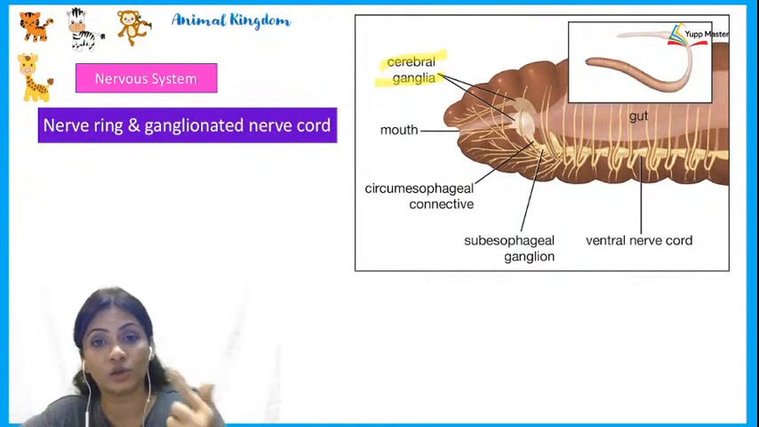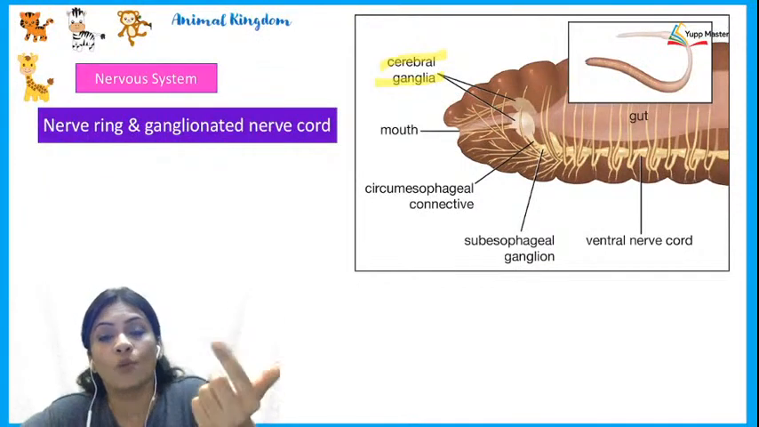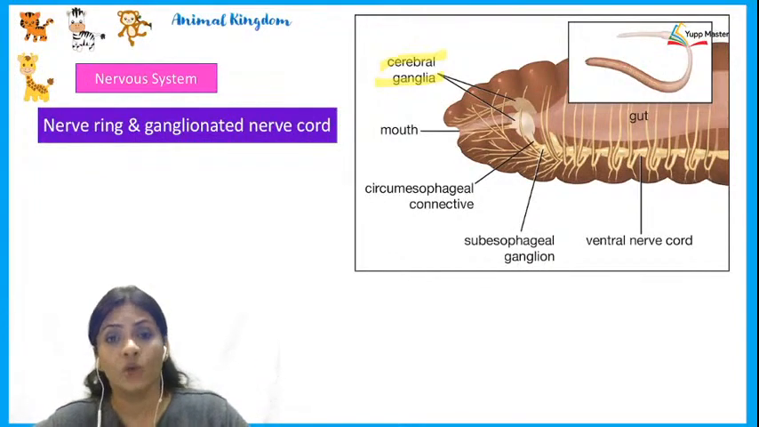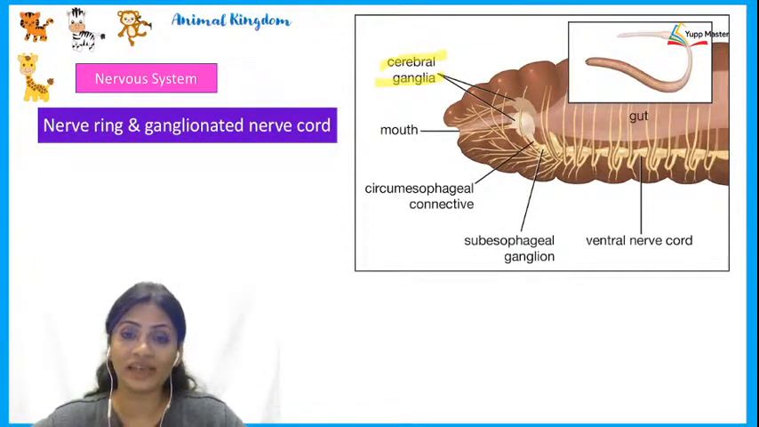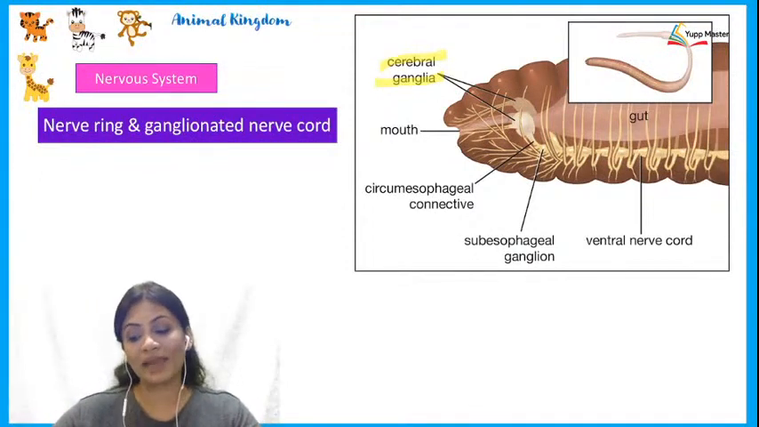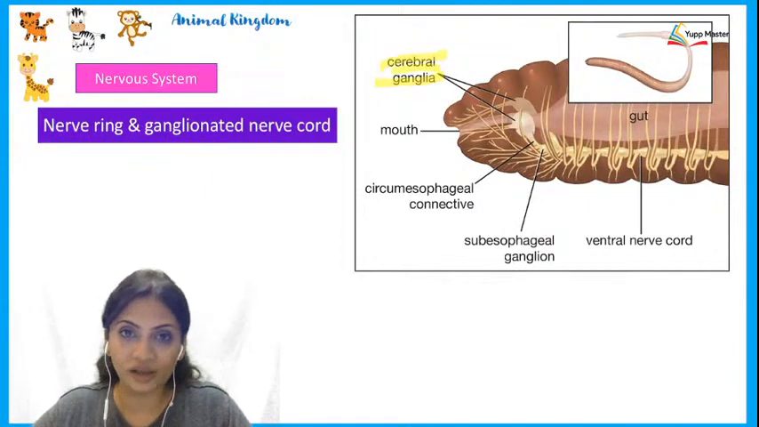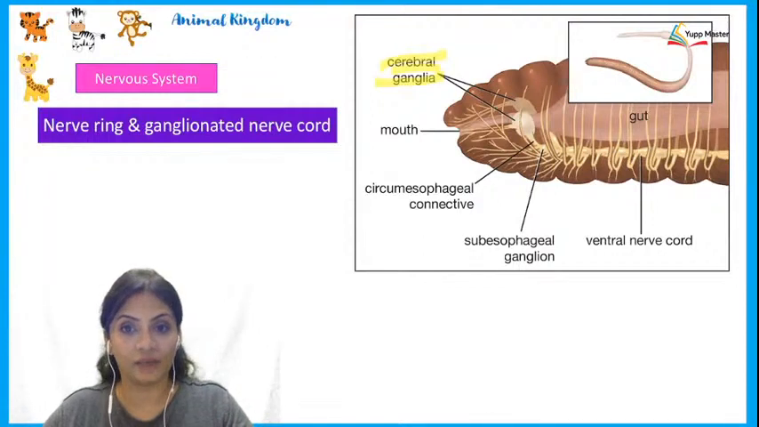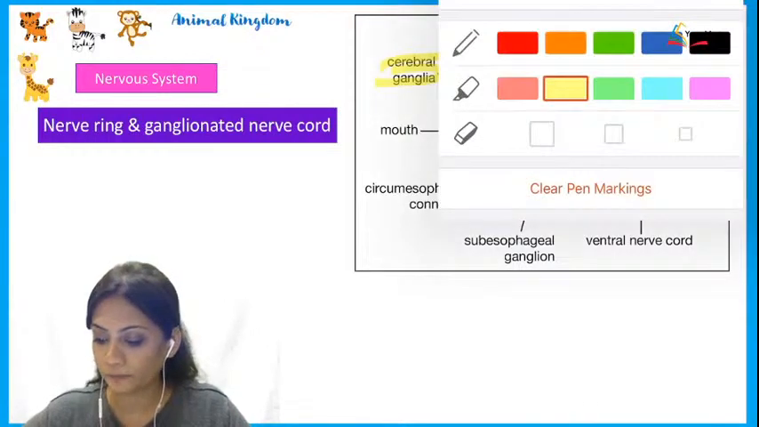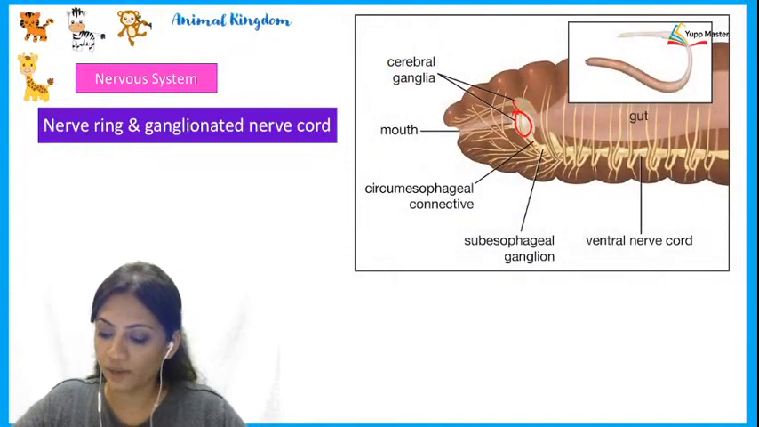Ganglion is nothing but a group of cytons, and because this is located in the region where the mouth of that earthworm or annelid is, we can refer to that region as the head. Because it is in the head region, we give it the name cerebral, calling it the brain of the earthworm or the brain of the annelid. You can very well see that there is a pair of ganglia over here, one here and one over here.